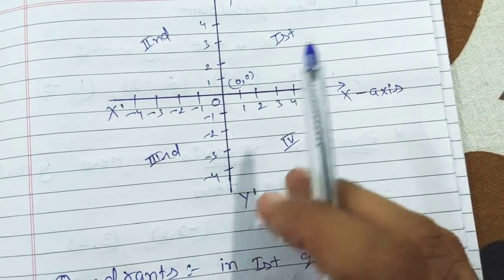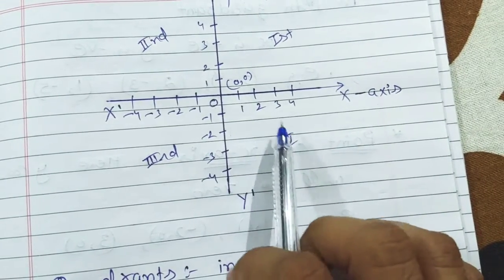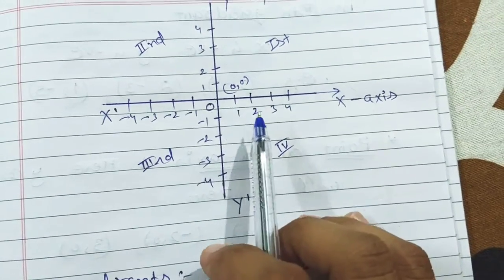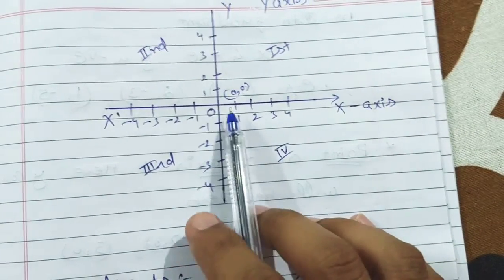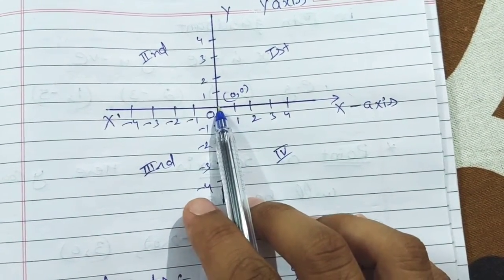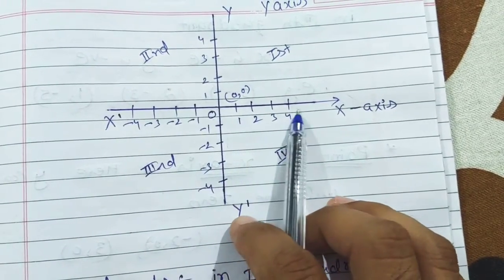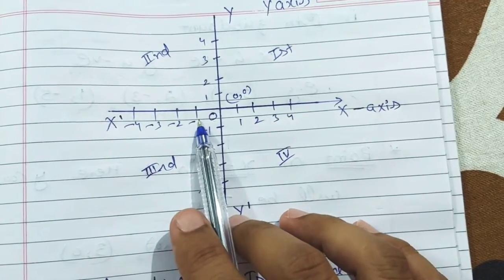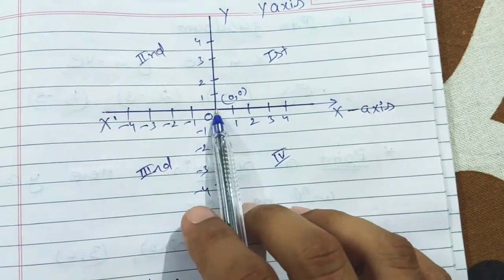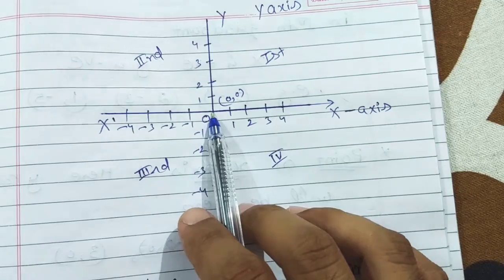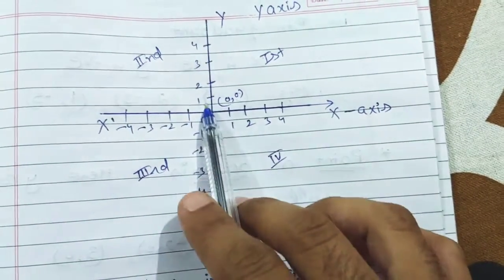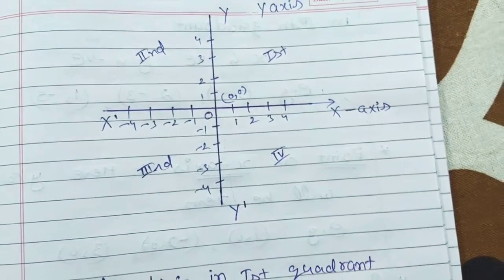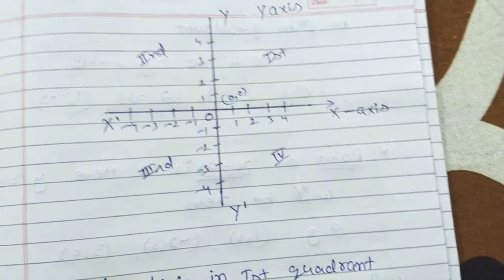Now, one more thing: as you know very well, because you have already done it in 8th class, the introduction of graph. You have done that chapter, and you know very well that from the origin to the right side, all points are positive, and from the origin to the left side, all points are negative. Similarly, above the origin all points are positive, and below the origin all points are negative.